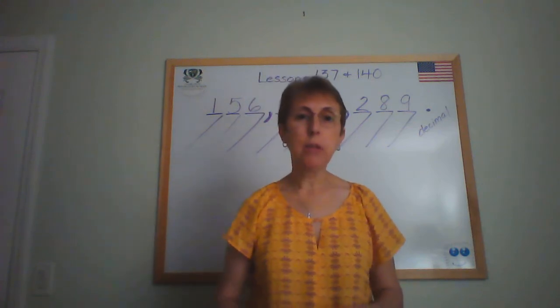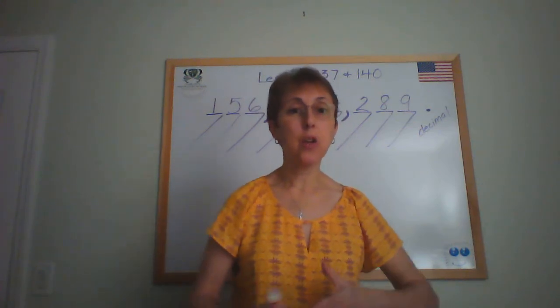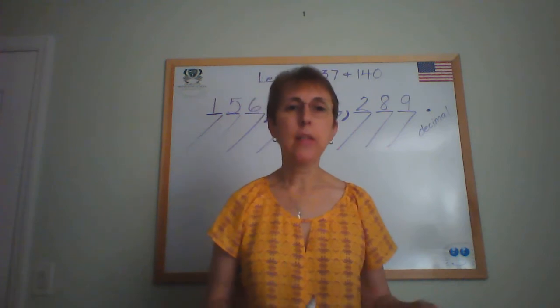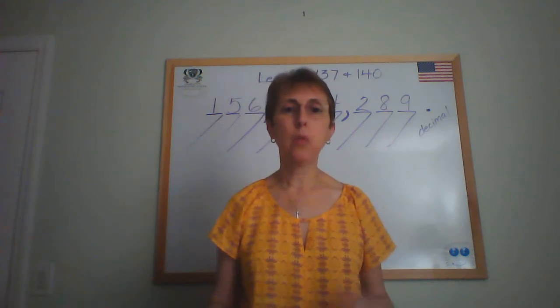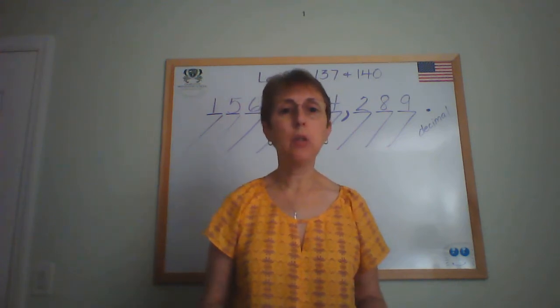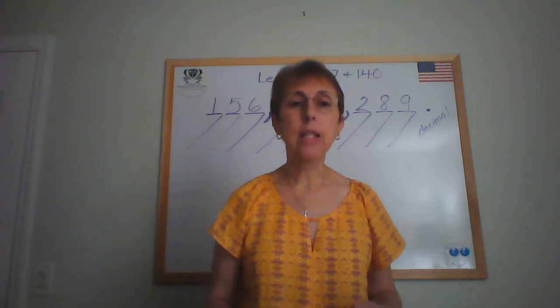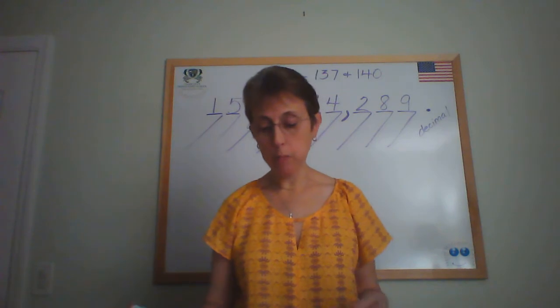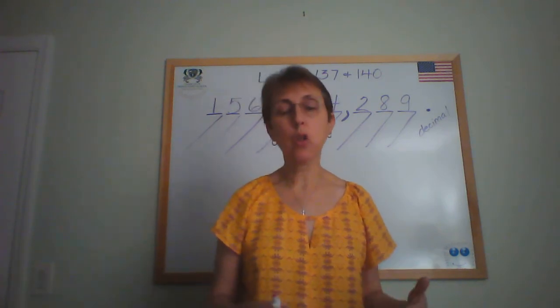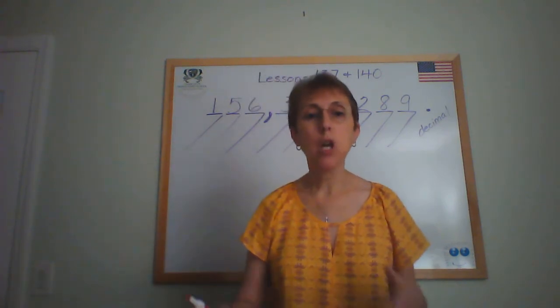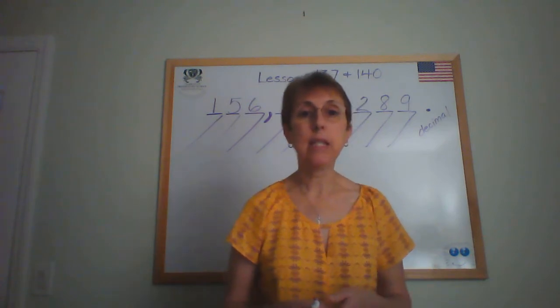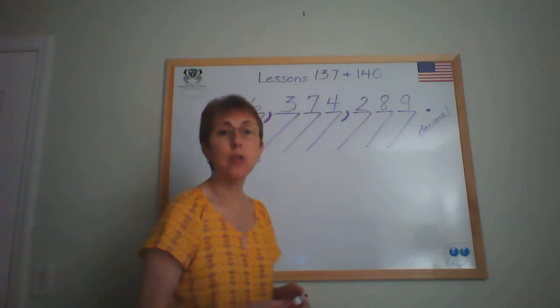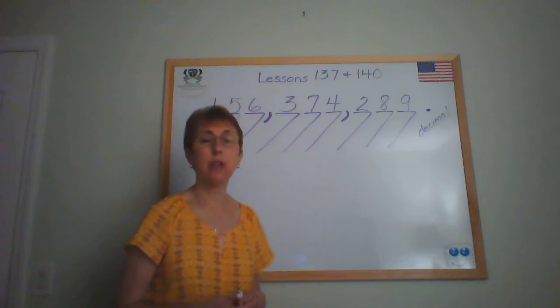Today we're going to be looking at two lessons, and they are not sequential in your book. That's lessons 137 and 140, because these two lessons do go together. It's looking at naming numbers through the hundred millions place and also writing these numbers. So I'm combining both of these today. Okay, that's lessons 137 and 140.